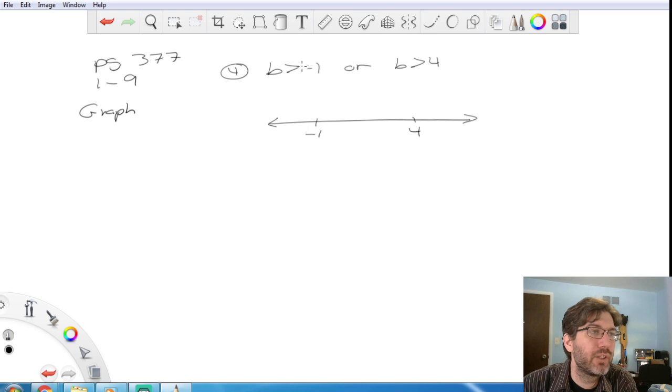So here you have B has to be greater than -1. So this one here might be a bit tricky. I did write that correct. No, I'm sorry. I wrote that wrong.